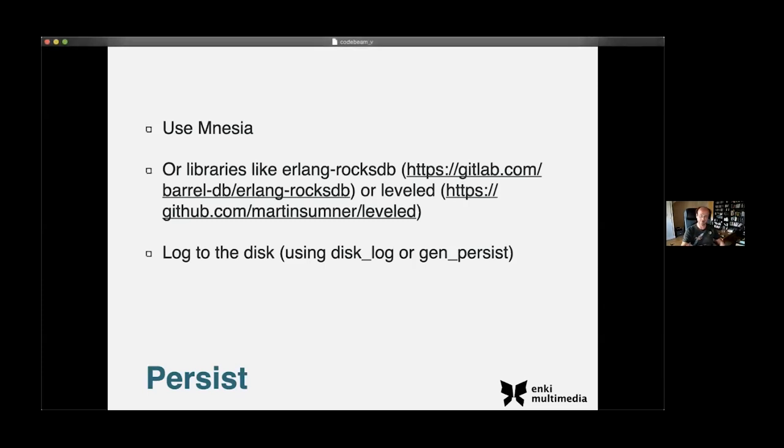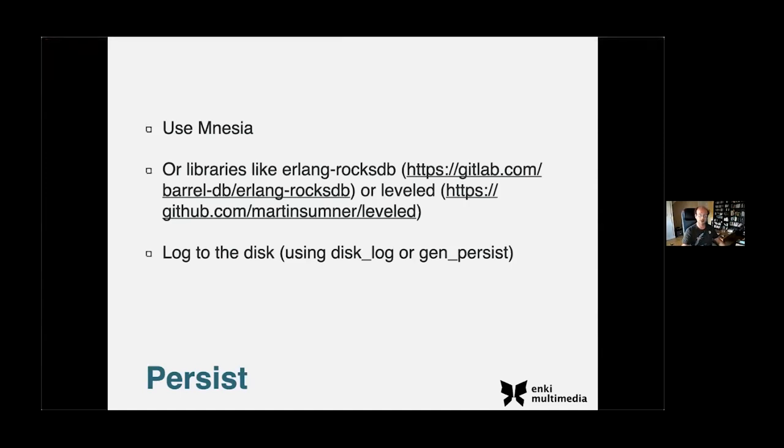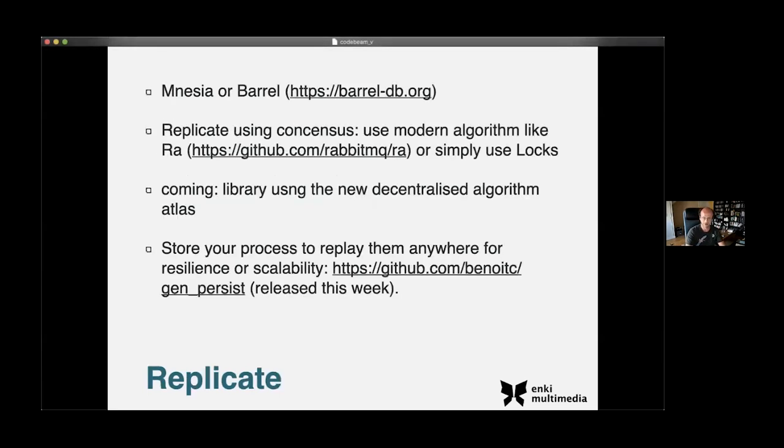You can also use other libraries like erlang-rocksdb, which is on my GitLab, which is a NIF binding of RocksDB, using dirty NIFs so it doesn't block the VM that much, or leveled, which is quite a bit slower than RocksDB but is fully native in Erlang and works the same as erlang-rocksdb. Or you can just log to disk using two libraries, dislog or genpersist, another library of mine that I will talk about later. Dislog is quite nice: you can log anything you want on the disk and replay it on your process, on recovery, stuff like this.